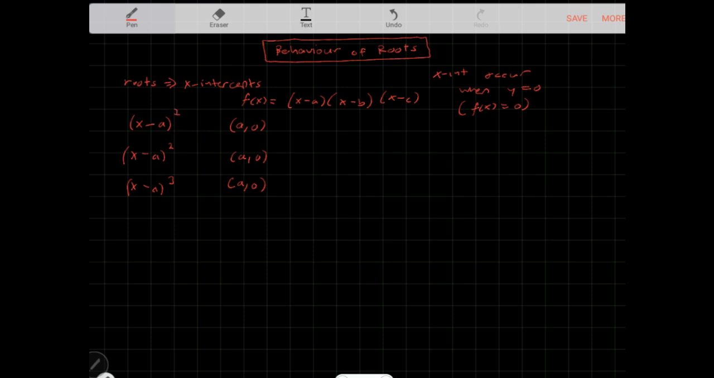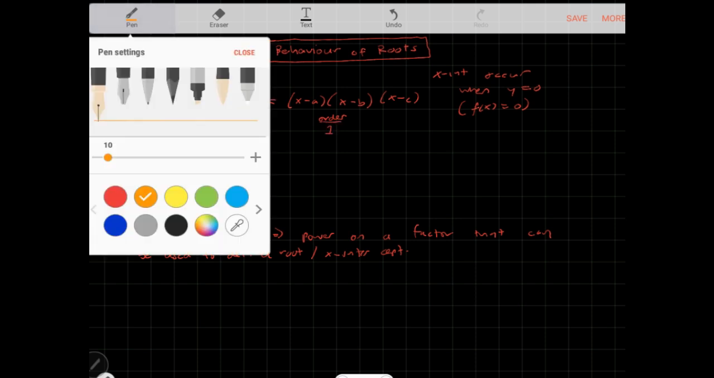So when you have a power of a factor, this power is called the order or the multiplicity, okay? So the order or multiplicity is related to the power on a factor that can be used to determine the behavior at a root, also known as an x-intercept. Okay? So a power of 1, you can say it's an order of 1, right? So the order is basically 1 in this case.